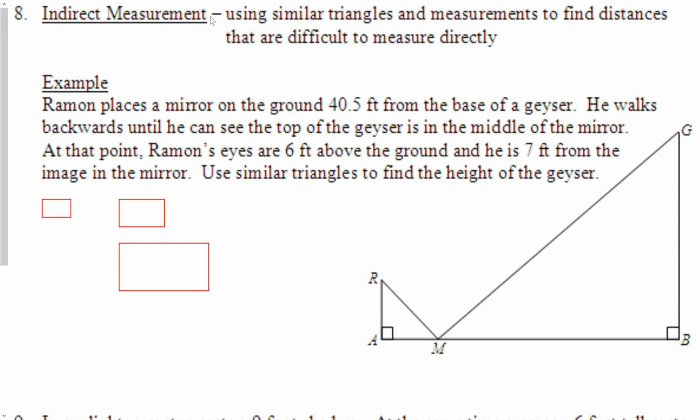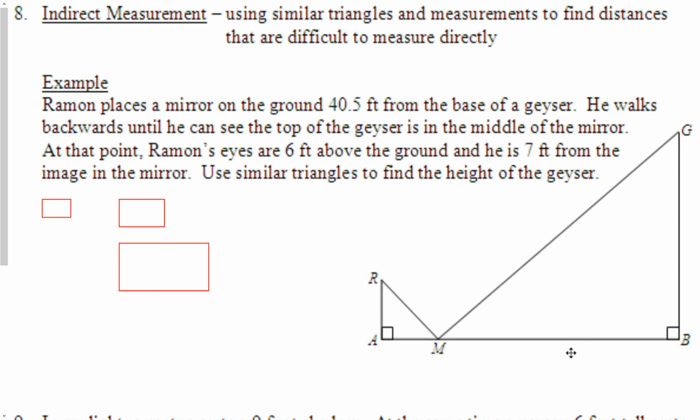So here you have an example of indirect measurement. It talks about Ramon placing a mirror on the ground. The mirror is here at point M, 40.5 feet from the base of a geyser. He walks backwards so he can see the top of the geyser in the mirror. His eyes are 6 feet above the ground. He's 7 feet away from the mirror. So we have to use similar triangles here to find the height of the geyser.